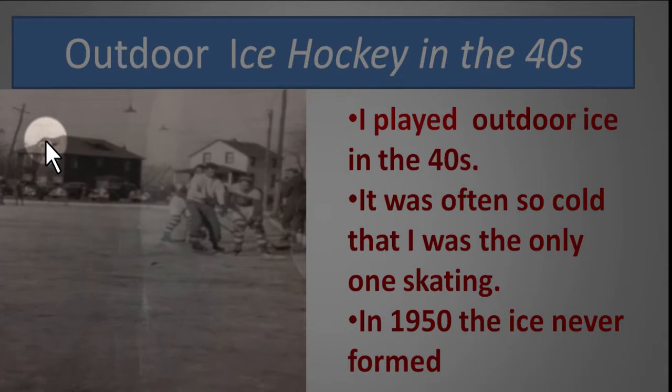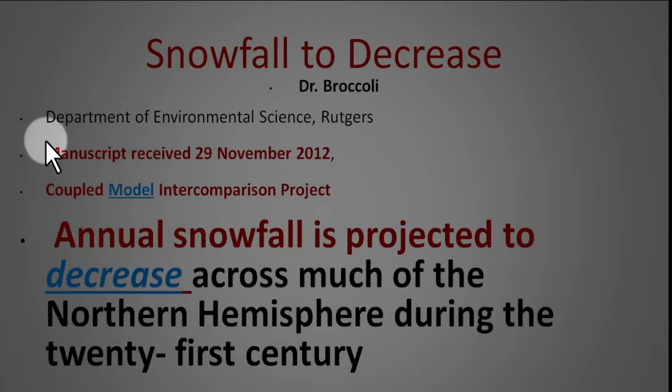In the 40s, it was so cold we played hockey all winter outside. I played on this hockey rink. When I was a junior in high school, no ice formed. In 2012, Dr. Broccoli said the annual snowfall across much of the northern hemisphere is projected to decrease during the 21st century. Wrong. The northern hemisphere has had incredible amounts of snowfall these last few years. This is a failed prediction.